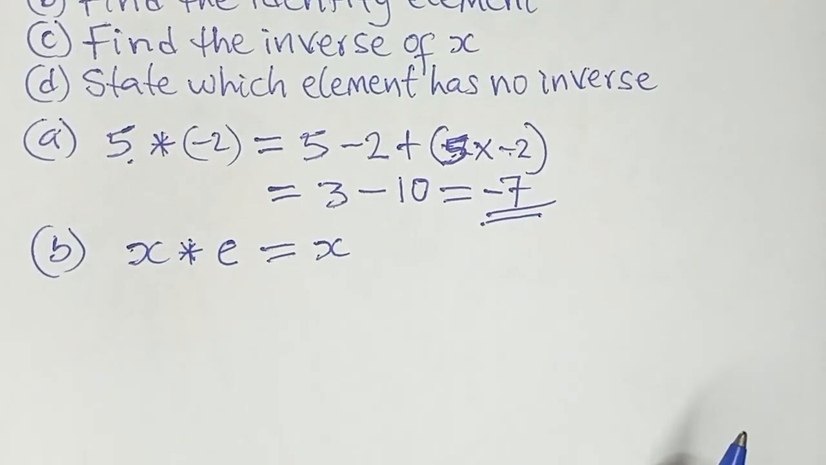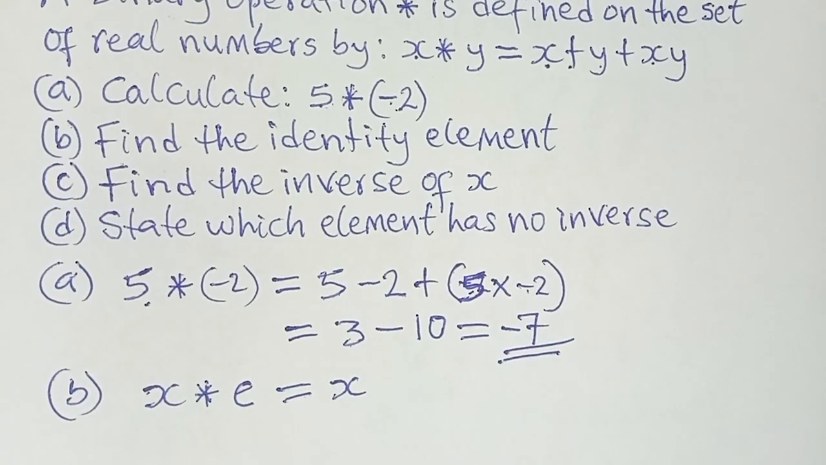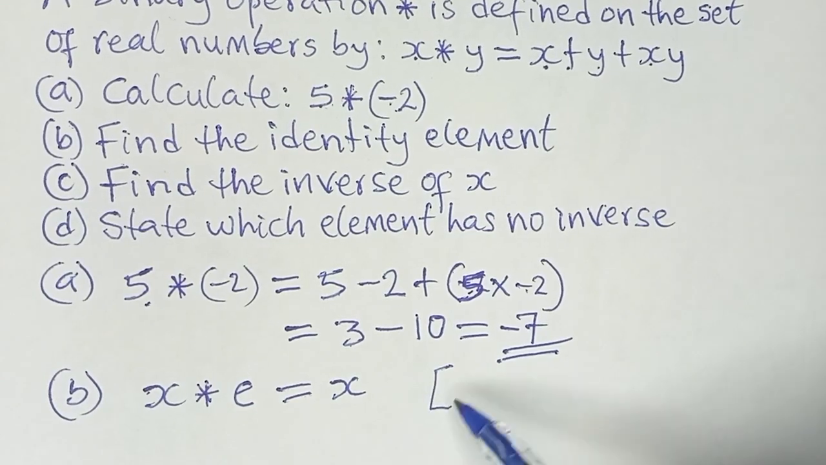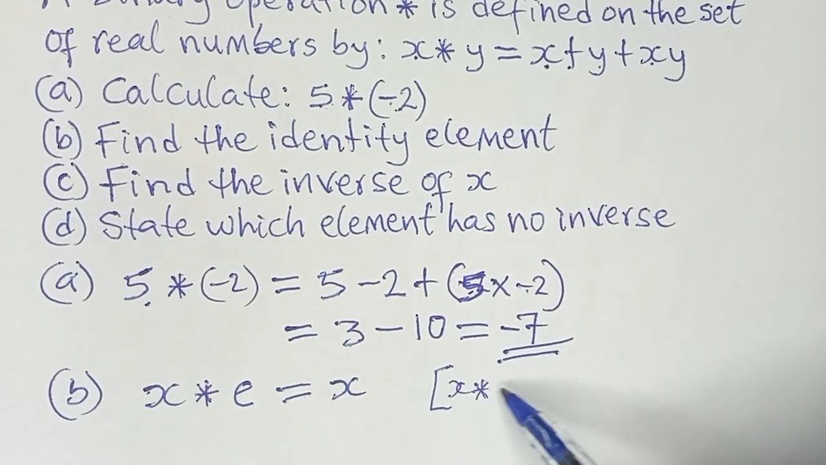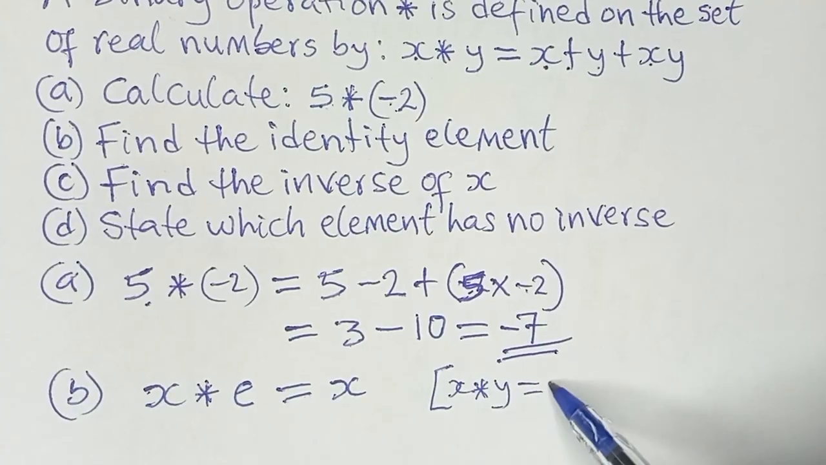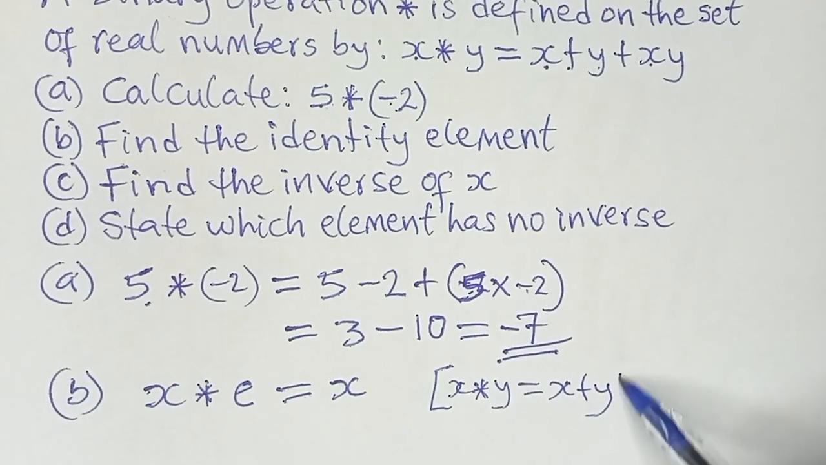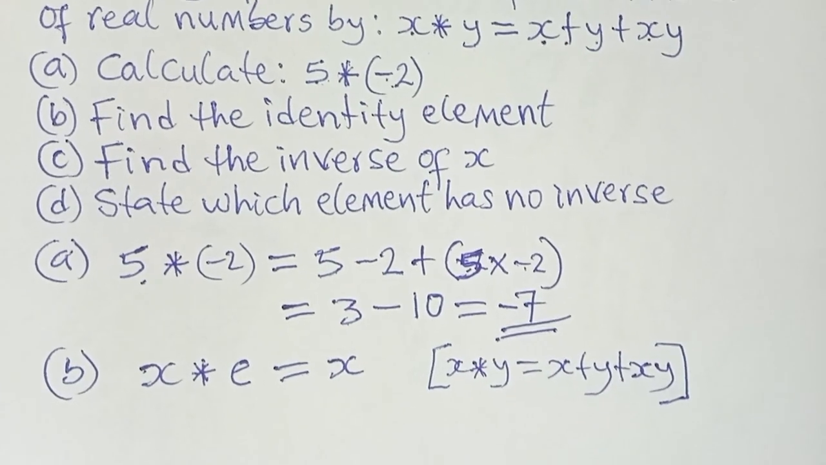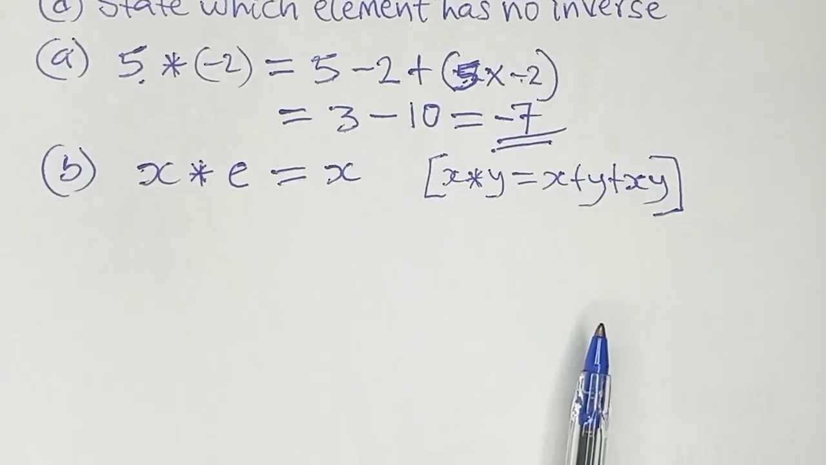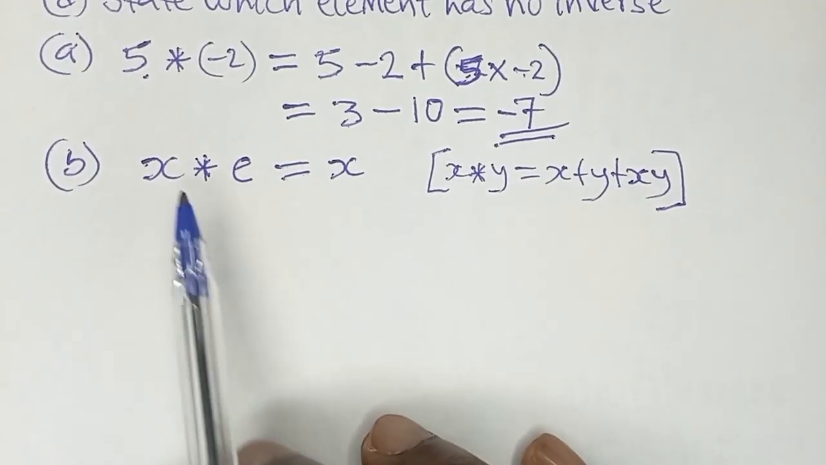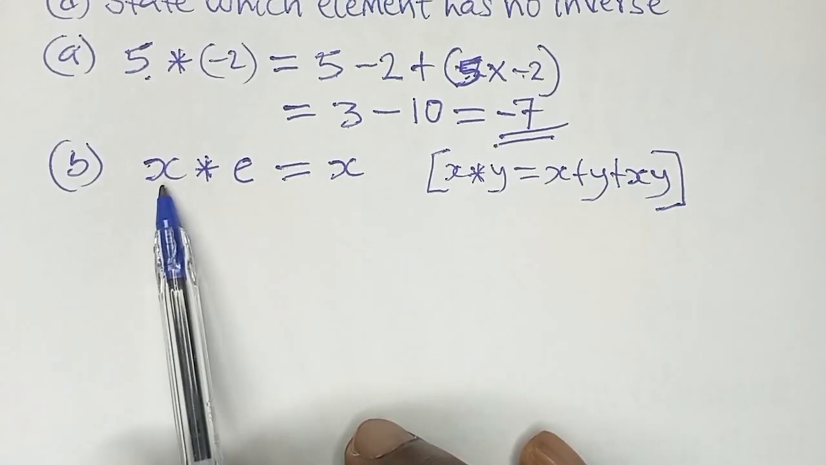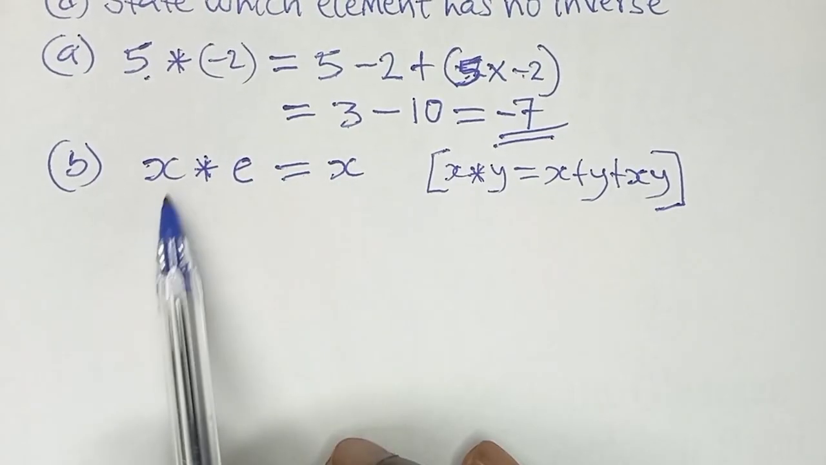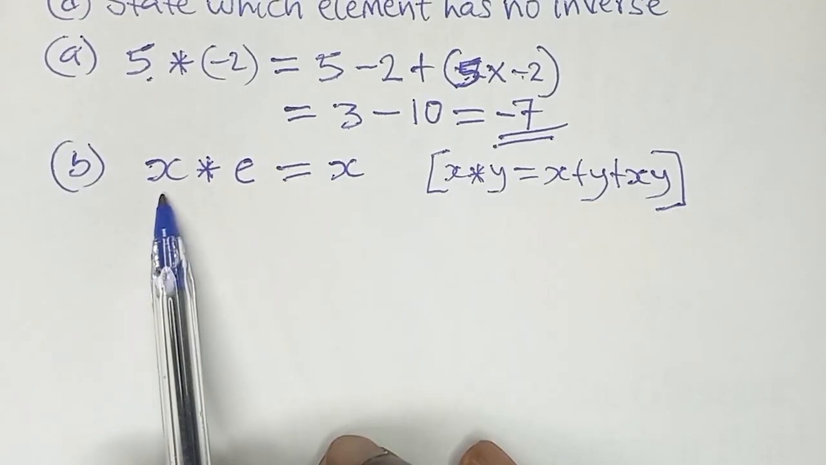So let me bring the operation out again so that we can see it clearly. I'm writing this operation now, let me put it in brackets: x * y = x + y + xy. So this is the expression now. So now let's go ahead and use this to find our identity element. Don't forget, this is how to find the identity element. You have x operation the identity element E, and it is equal to this same x that started it.